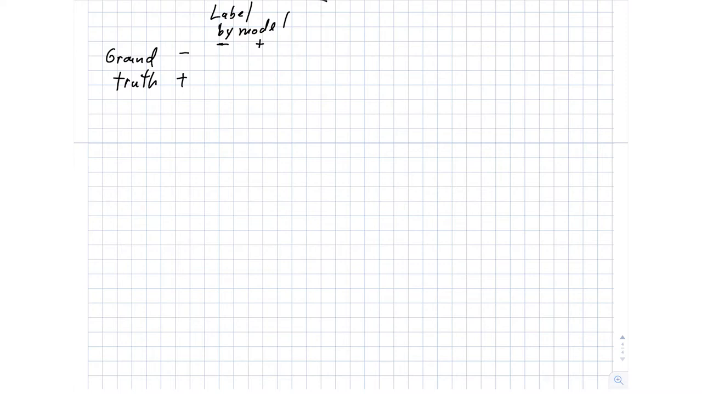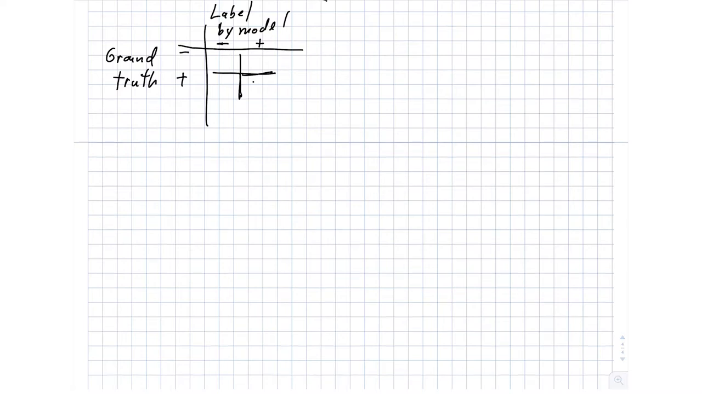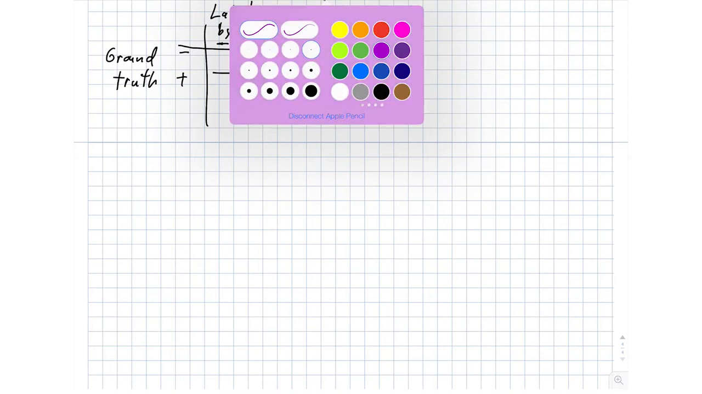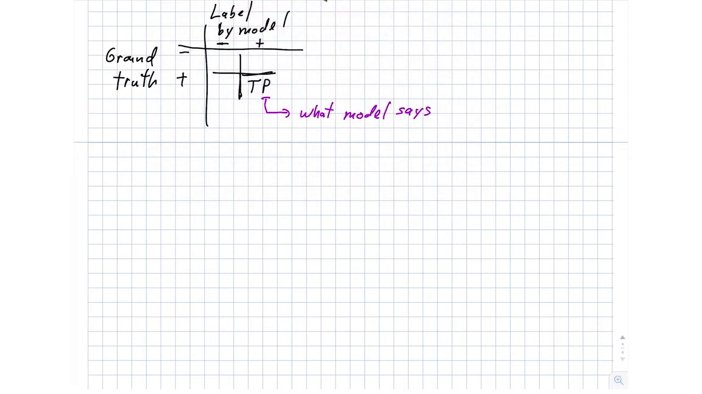What this does is it gives us this 2x2 table where there are a total of four cells. As we've talked about before, the elements in this cell here are the cases where the truth is positive and the model labels things as positive. This is what statisticians will call a true positive. And the way to really read this is, what the model says is the positive, and the T is, did the model get it right?